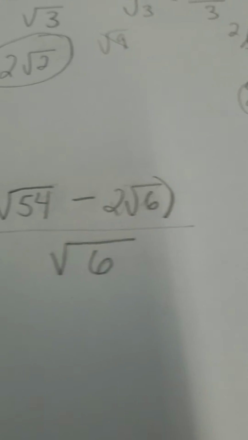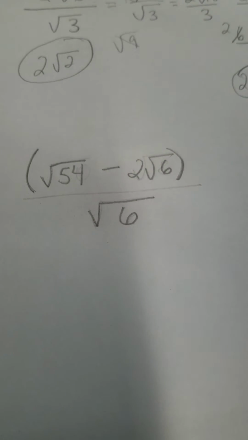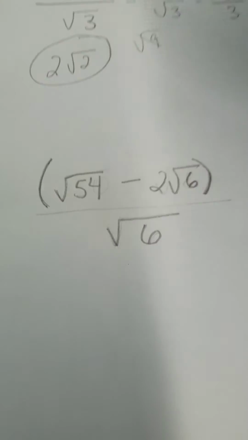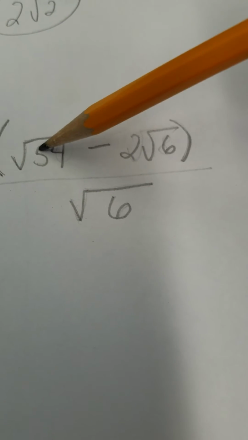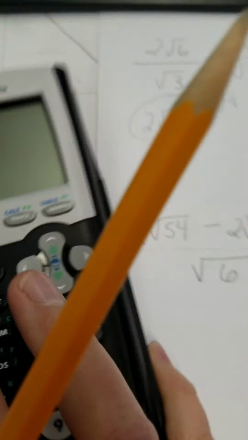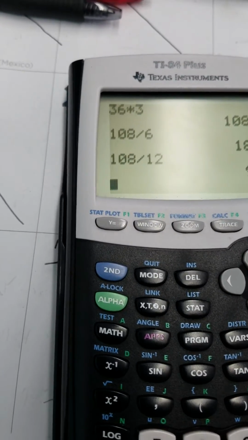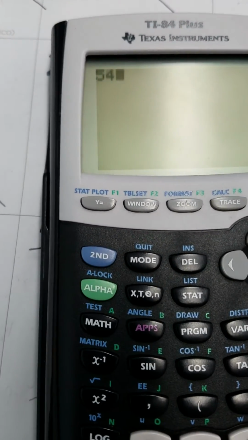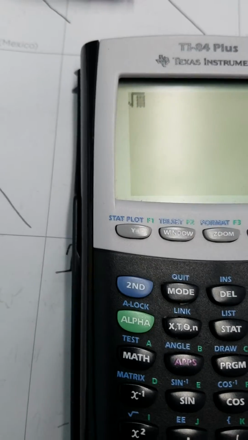Now let's look at a problem like this. Now, we can rationalize this. We could try to do a lot with the numerator here, break down the numerator, combine them, rationalize it. I just wanted to show you quickly how to do this on the calculator. All right, so on our calculator, 54, let's put in square root, second function, x squared, square root 54.